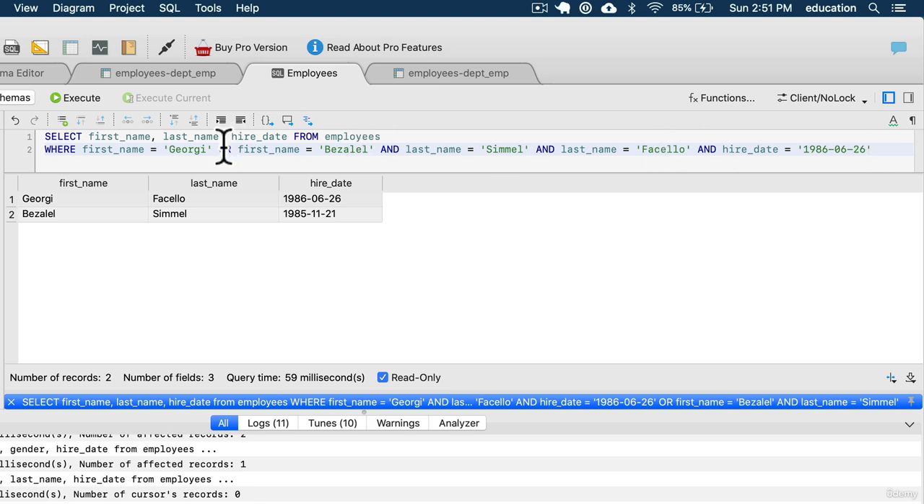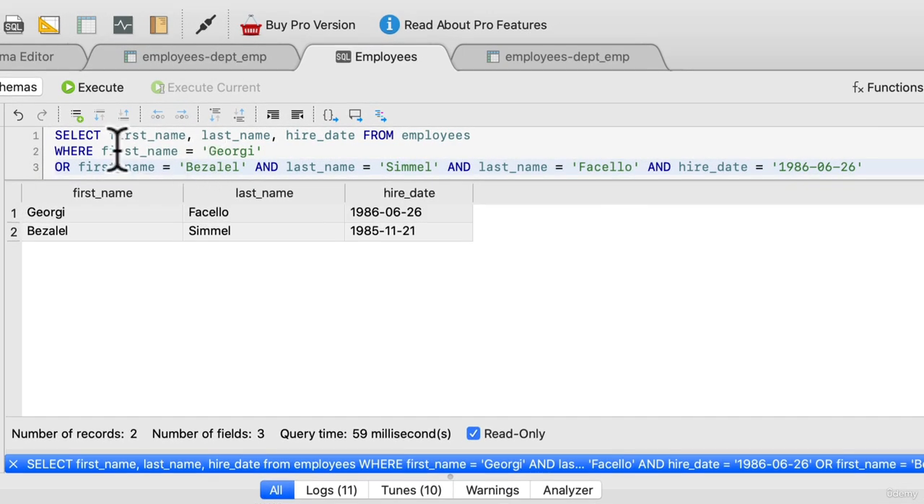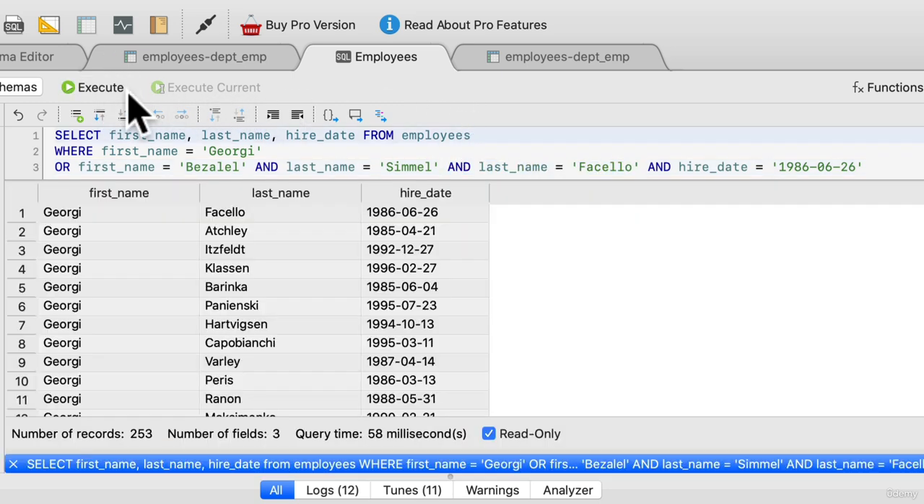So let's frame this in a way that makes sense. Where first name equals Georgie or first name equals Bezalel and last name Simel and last name Vasillo. Now we just said that when we filter on 2 last names with ands, weird stuff happens. So let's execute this. Oh, now we're getting a lot of Georgies back. Why is that? Okay, so let's take it back a step.